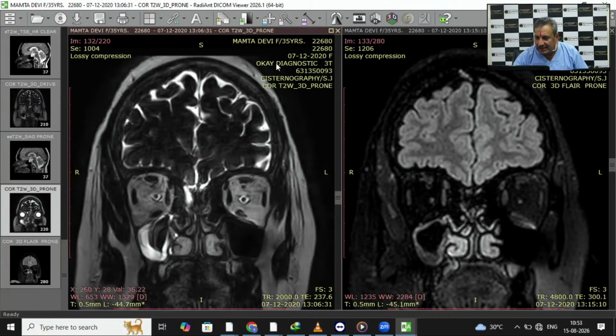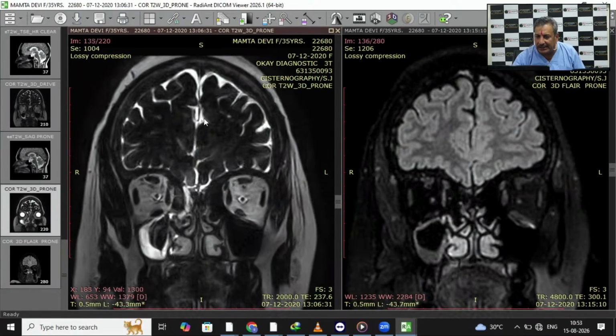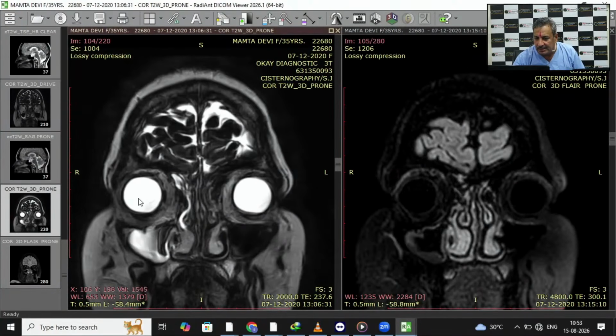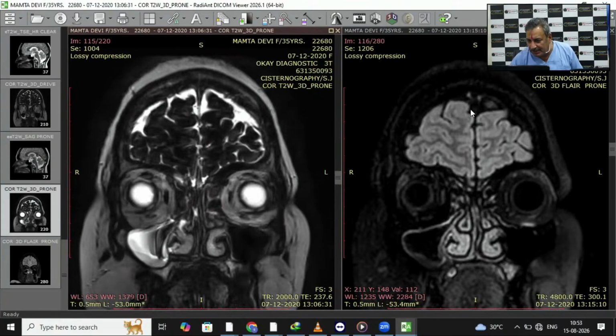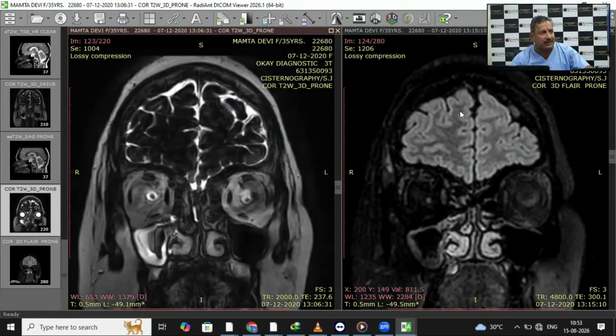So on screen what you see, this is 3D DRIVE. You saw just now, 3D DRIVE means the brain is suppressed and the CSF is bright. See, the fluid is bright everywhere. And on the other side is the opposite sequence. This is 3D FLAIR, where the brain is bright and the CSF is dark. Inverse imaging, and that helps in the differential diagnosis of a CSF rhinorrhea and sinusitis.